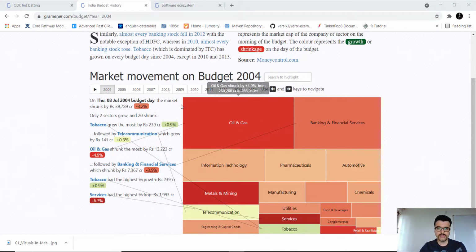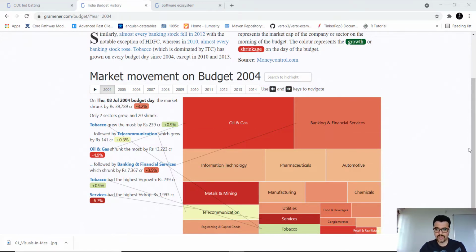So you can see on the screen that this has market movement on budget for the particular years. So this will have the various stock market segments and how they react to the budget which is given on a particular day and a particular year. So as and when the budget is announced, various sectors of the stock market are affected, and this representation of visualization shows us either the negative or positive effect on various segments of the stock market.